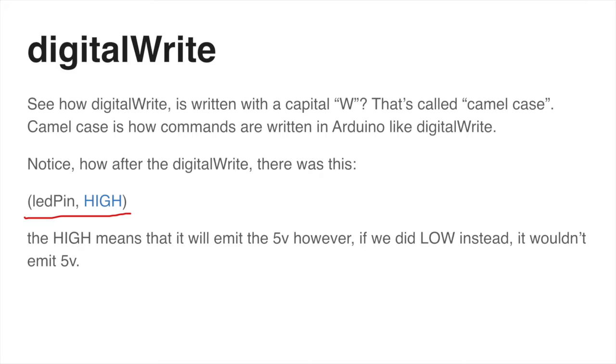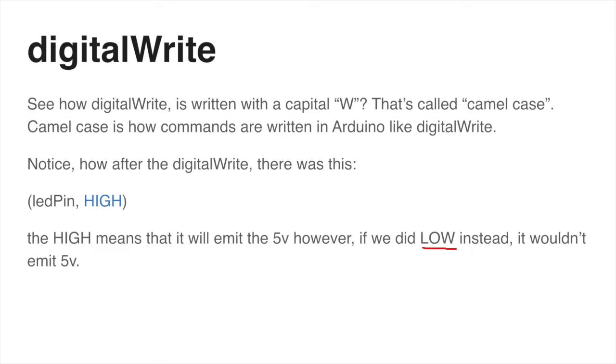The HIGH means that it will emit approximately 5 volts. However, if we did LOW instead, it would not emit 5 volts anymore. Now, it would not be off, but it would pretty much be the equivalent of off. It's still going to emit a small amount of voltage on LOW, but it's so small that it might as well be no volts because it's not enough to do anything with. It's not going to turn an LED on. It's not going to show up as voltage. It's pretty much off, but it's not completely off.